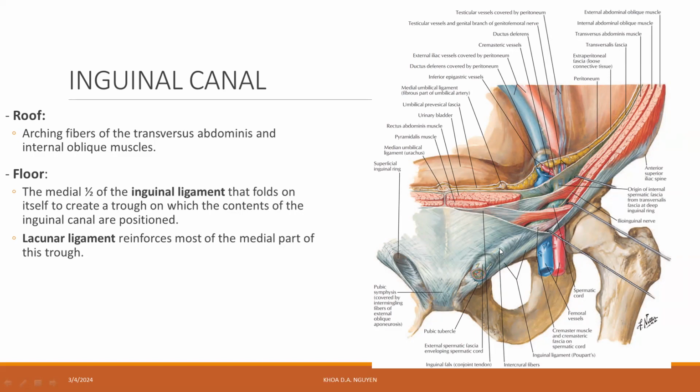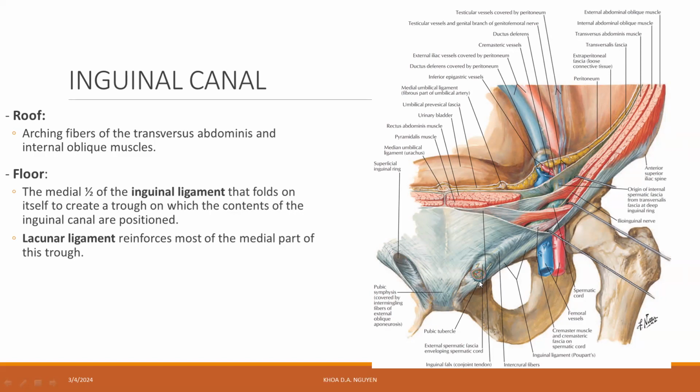Okay, so basically the floor of the inguinal canal is the medial half of the inguinal ligament that folds on itself to create a trough on which the contents of the inguinal canal are positioned. Now, on the medial side, you will also have this ligament right here that we have already talked about in the muscle lecture, the lacunar ligament. And the lacunar ligament will reinforce most of the medial part of this trough right here. Okay, so that's the floor of the inguinal canal.